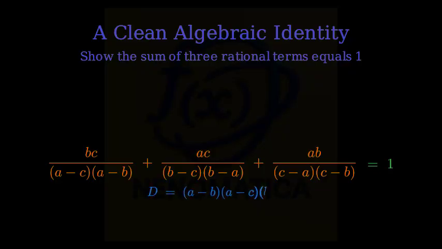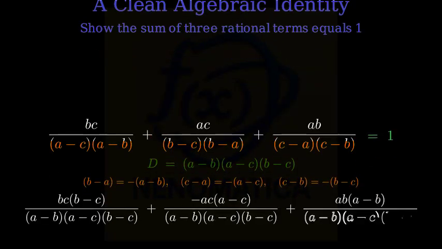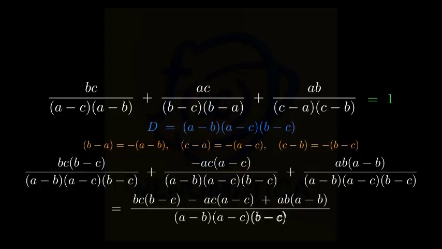Step 1. Choose a common denominator. A convenient choice is the product a minus b times a minus c times b minus c. We will rewrite each fraction using this common denominator. Notice that b minus a equals negative of a minus b, and c minus a equals negative of a minus c, and similarly c minus b equals negative of b minus c. Using these sign flips, we carefully get the correct signs in the numerators.